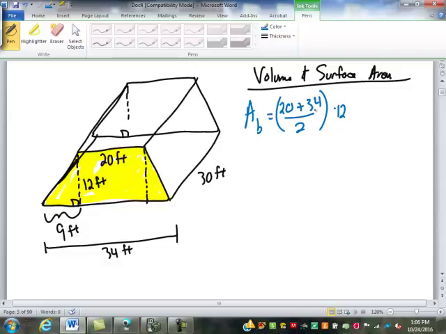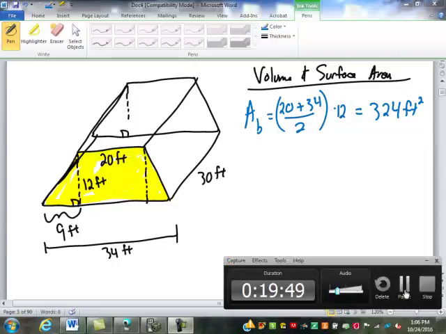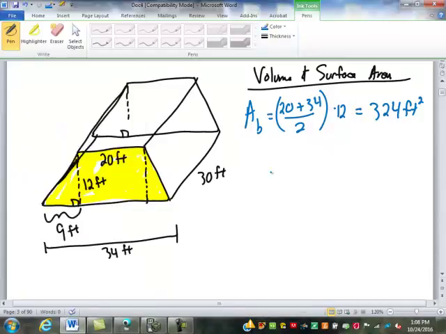Because technically what you're doing is making a rectangle, and the rectangle still has the same height, but its length is the average of the bases. But it's the same formula. So 20 plus 34 is 54. Divided by 2 is 27. Times 12 is 324 square feet. Double check me and make sure that's the same area you get for the area of the base. Okay, so that's the area of our base.